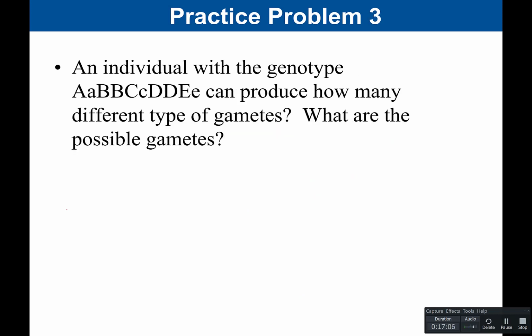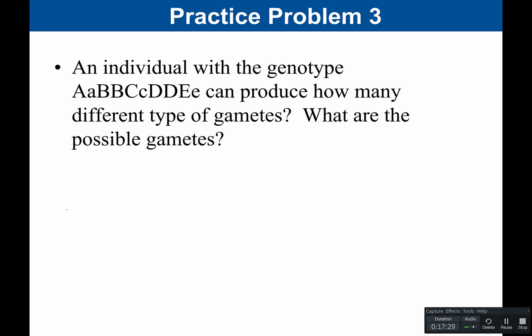So here is a practice problem. Again, this is going to be one that you're going to post your response on Canvas. An individual with the genotype big A, big B, big C, little c, big D, big E, little e, can produce how many different types of gametes, and what are the possible gametes?